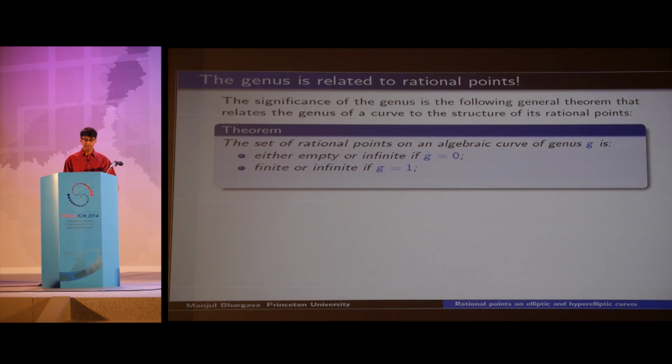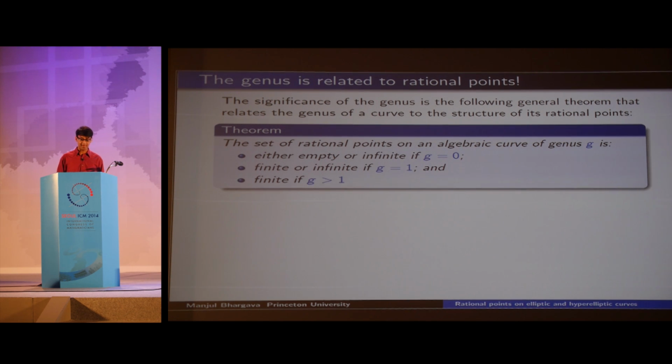Okay, what happens in the case of genus 1? The answer is that you have either finitely many or infinitely many rational solutions. That's not saying very much. But here's the really amazing part of this theorem. The first two theorems are actually fairly easy. Second one, particularly easy.